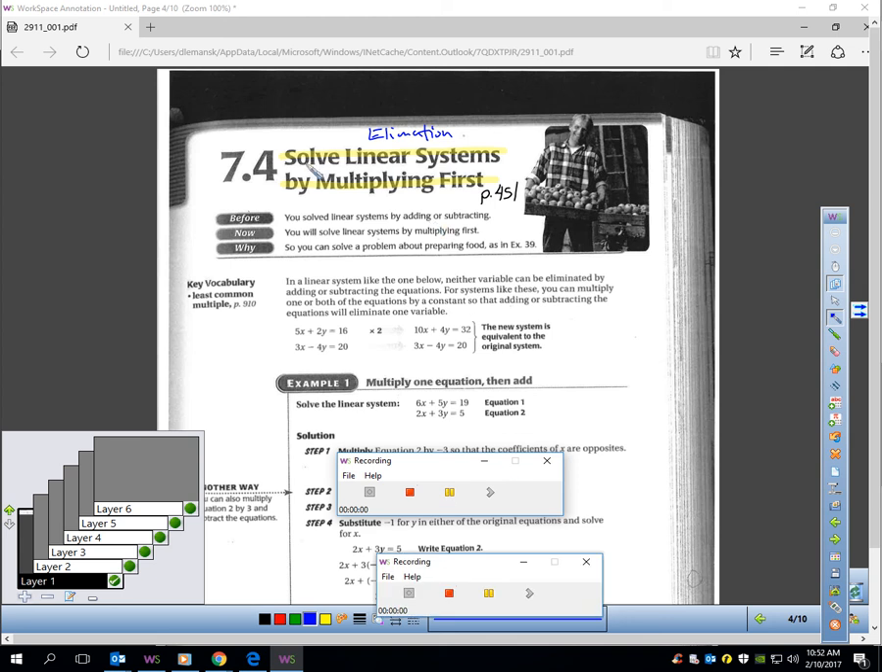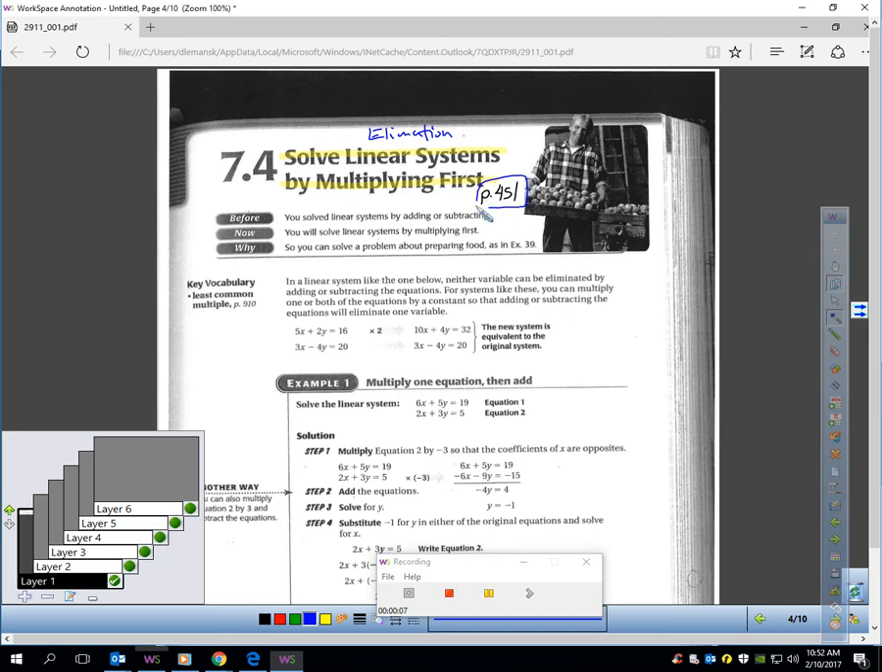This is lesson 7.4, solving linear systems by multiplying first. You should be on page 451. Another title of this could be elimination. So we're having another lesson on elimination. Here's why we need a second lesson on elimination.